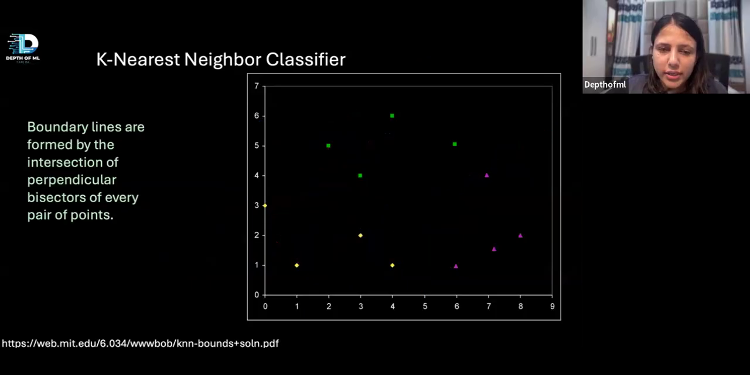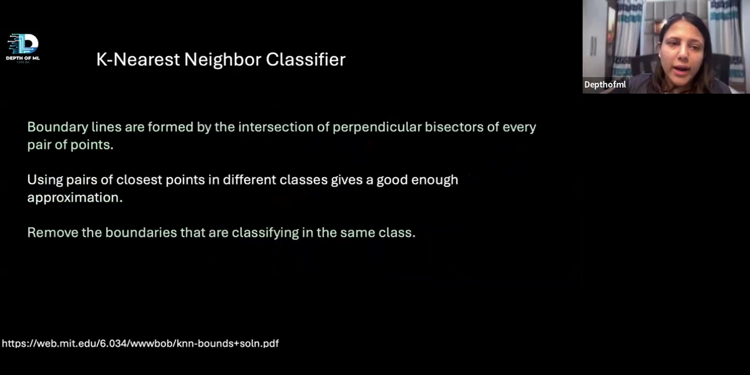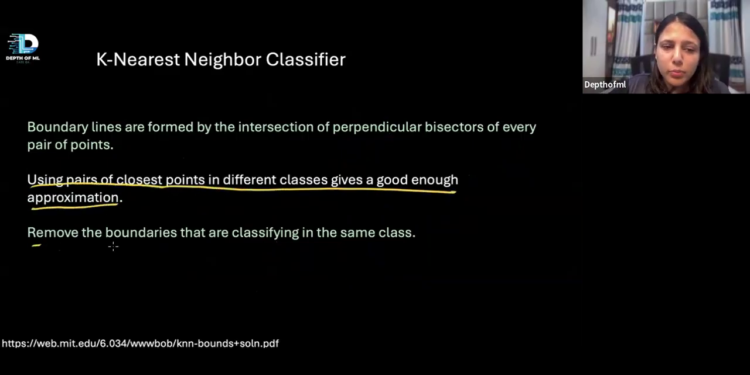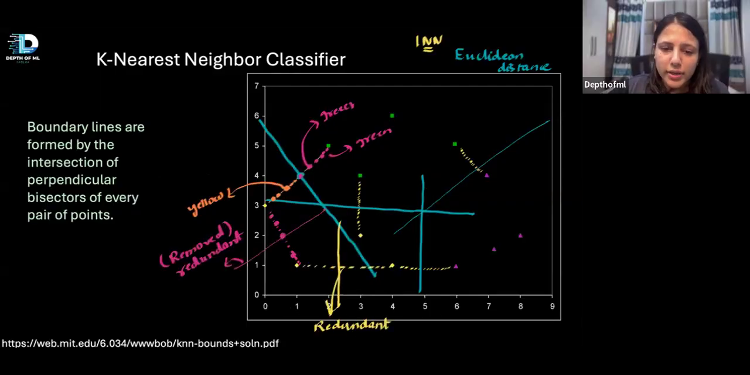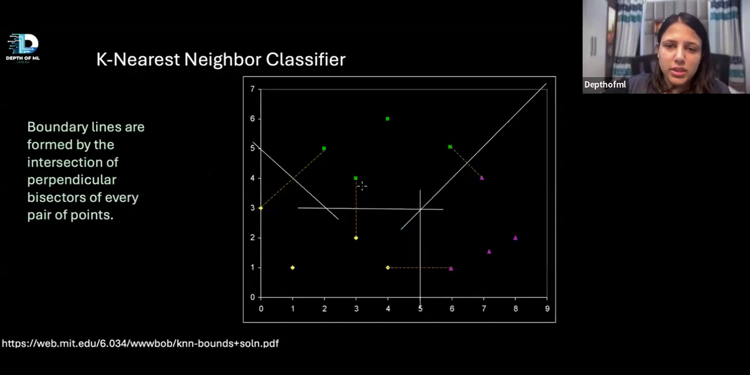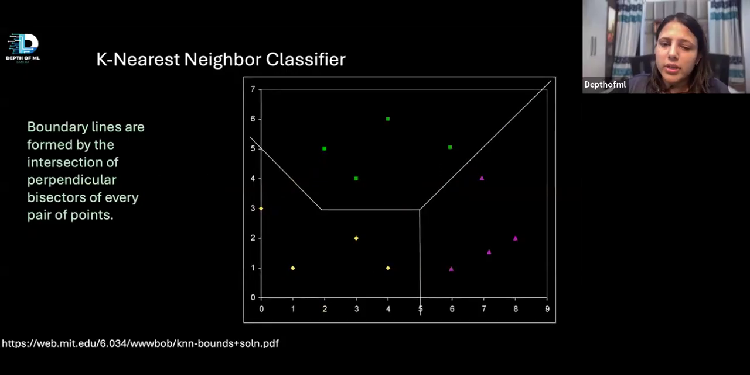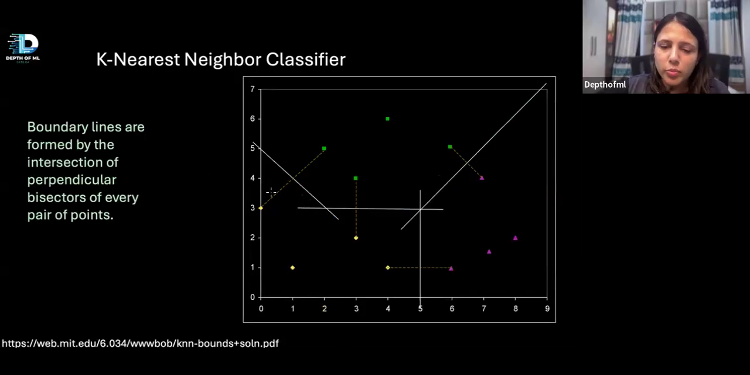Fine. I had stated that boundaries are formed by the intersection of perpendicular bisectors at every pair of points. Using pairs of closest points in different classes will give you a good approximation of your decision boundary, and you will remove the boundaries that are classifying into the same class. So this is what you will construct. You will create boundaries like this, and this is your decision boundary. After you have constructed these white lines, you will remove these perpendicular bisectors, and this is your decision boundary.